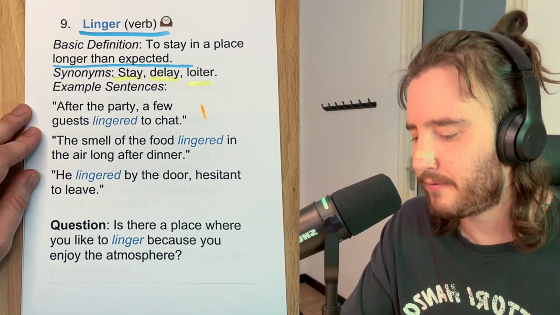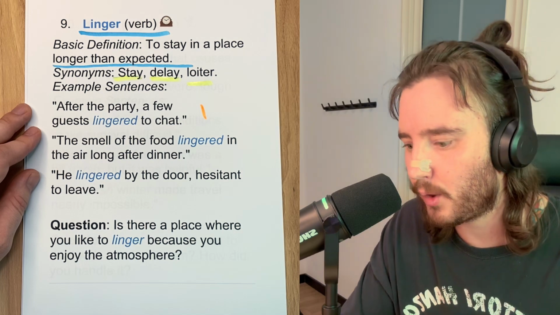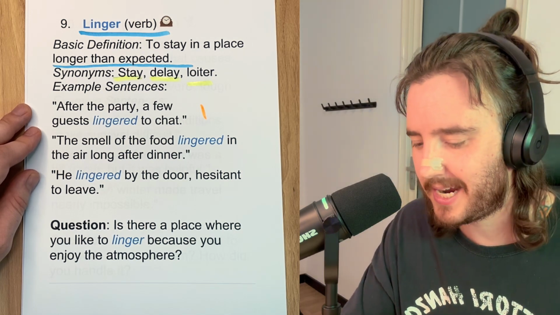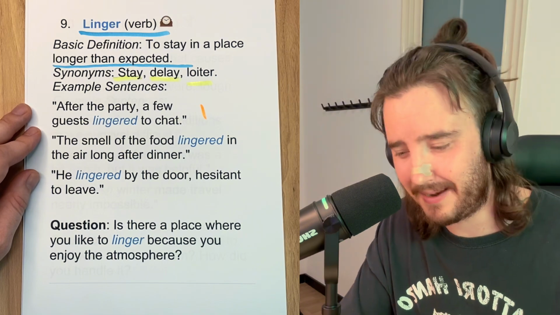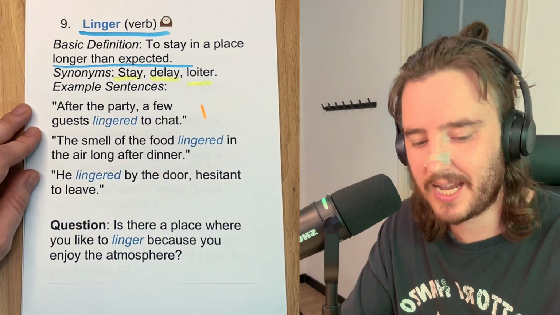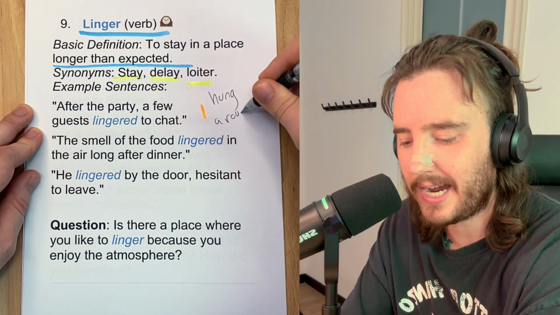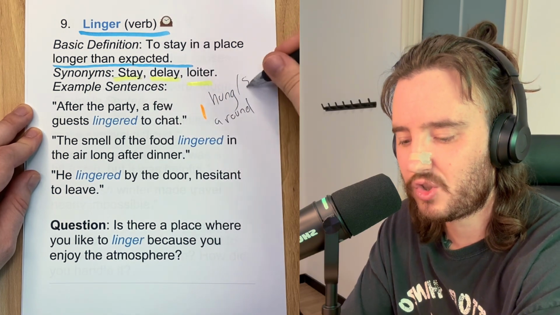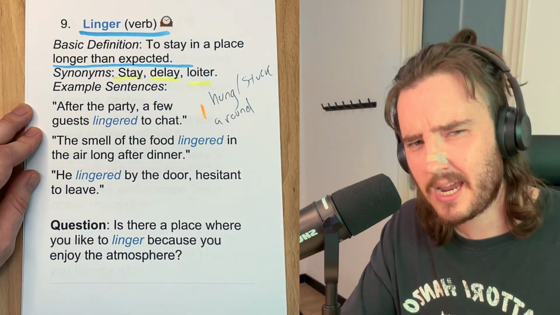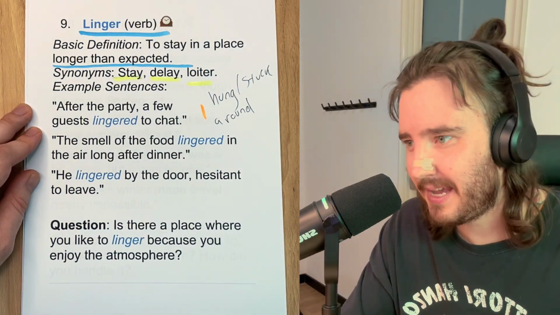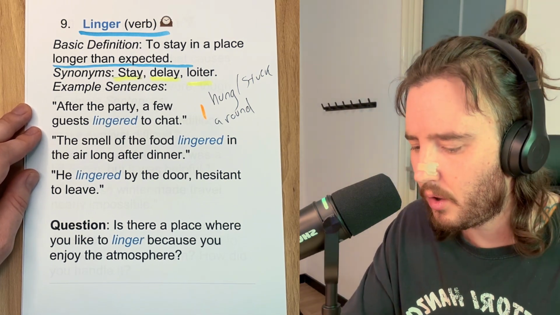After the party, a few guests lingered to chat, or in order to stay and chat, right? So yeah, these guests didn't just go home after the party. We could also say that they hung around, or they stuck around. They stuck around after the party in order to chit-chat. They weren't done with their conversations. They weren't ready to go home, okay?